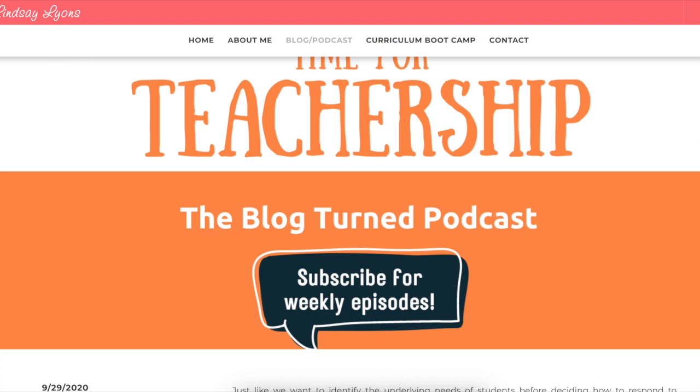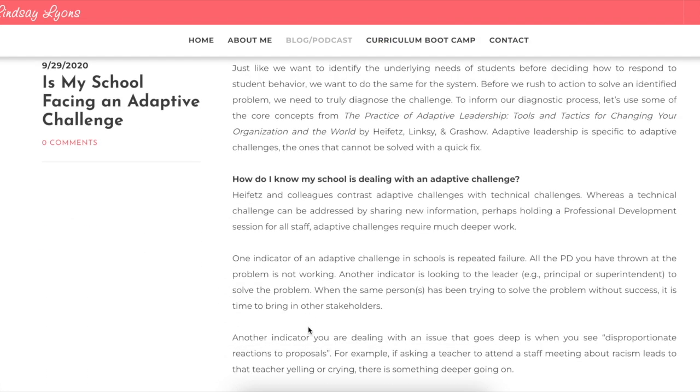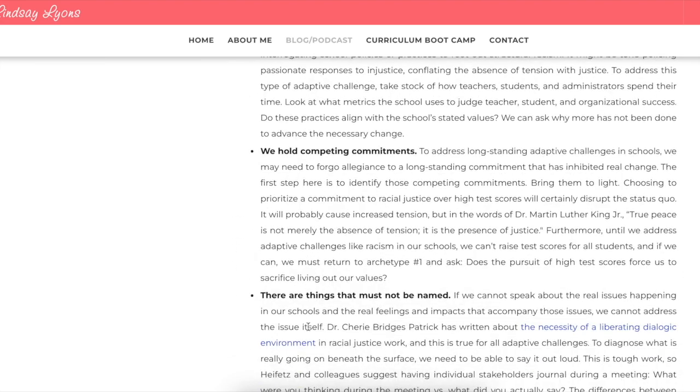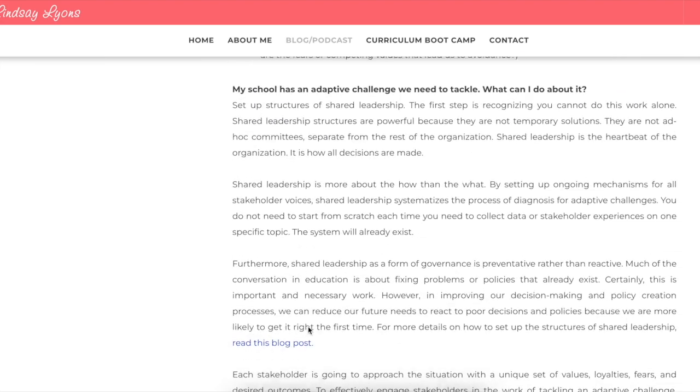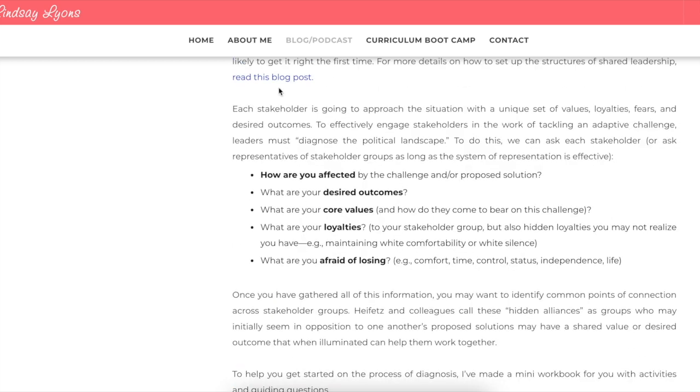But I want to zoom into this blog post that I wrote a while ago, actually. And so I want to look at, not only is my school facing an adaptive challenge, it kind of goes through all those pieces, it links to the workbook, but now what do I do about it, right? And so this piece right here, asking each stakeholder, right? Listening.